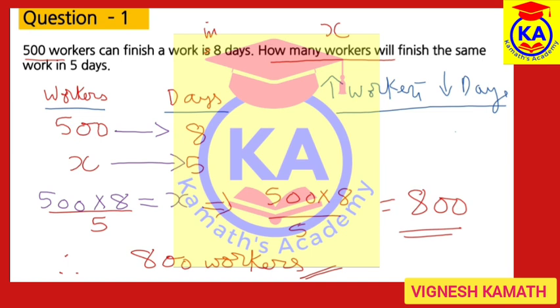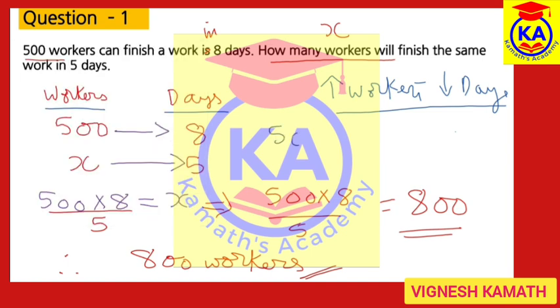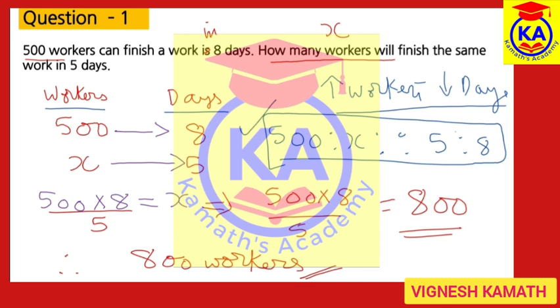Please note down, and please take note of the ratio format also. 500 is to x, proportion 5 is to 8. Please note this: for inverse proportion, you are going to invert this 5 and 8. Please mention this in your answer also.